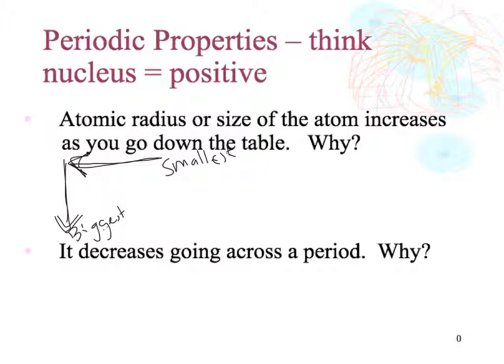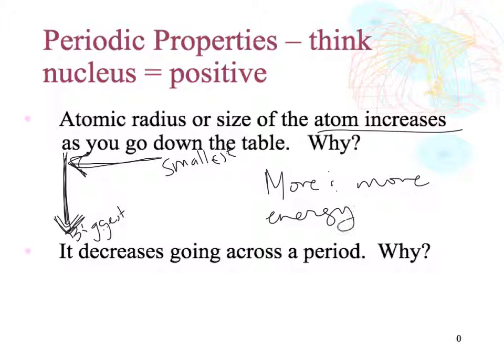Now, why is that? Well, as you go down, let's tackle this first. As you go down the table, why is the atom getting bigger and bigger? And that's actually really simple. It's just more and more energy levels. Okay, going from energy level 1 to 2 to 3 all the way down to 7. Okay, more complex maybe is why is it decreasing? Why do we get smaller as you go across this way?